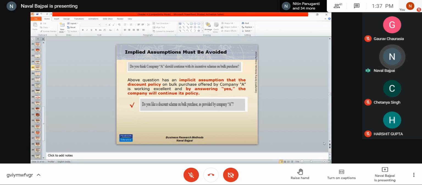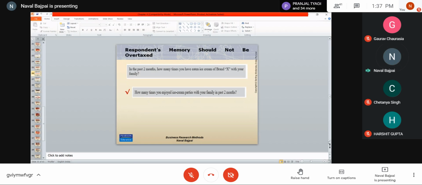Most of the time I'll have to read the questions for the respondents. Respondents are not going to read the questions. So all these things are important for us to understand. Now, their memory should not be overtaxed. Memory should not be overtaxed means I'm supposed to ask questions without overtaxing their memory. I should not ask, in the past 2 months, how many classes have you attended. If I ask this question, would you be able to answer how many online classes you have attended?